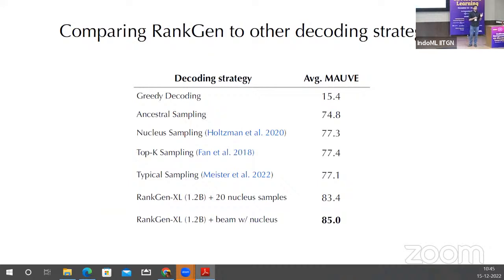So MAUVE will give you a score from 0 to 100. And we can see all the decoding algorithms that we have talked about in this talk so far. Greedy decoding is really bad. It has a lot of repetition. Its MAUVE score is only 15. Ancestral sampling gets a much higher MAUVE score of 74. The truncated sampling approaches are slightly better. And RankGen with beam search is significantly better than all of these options. So this indicates that using RankGen along with an existing language model is a great way to reduce some of these artifacts that are occurring with standard language models.